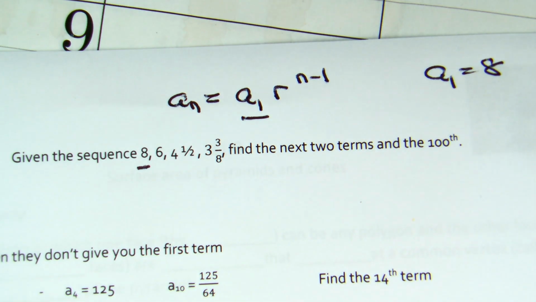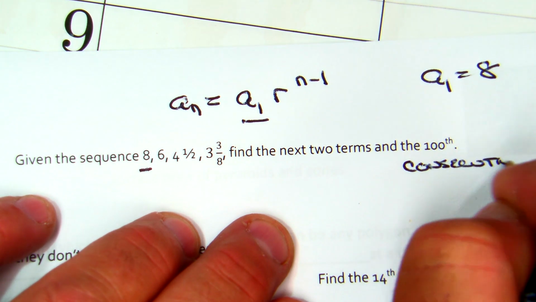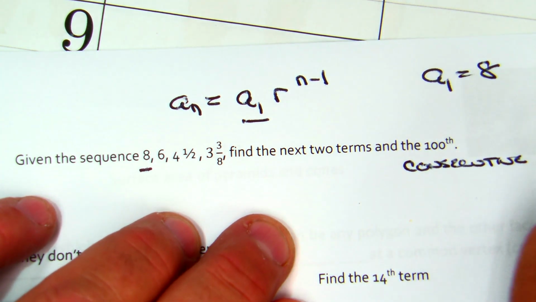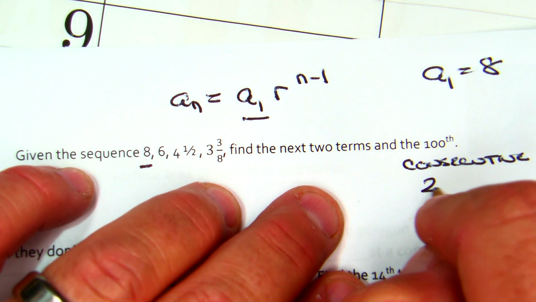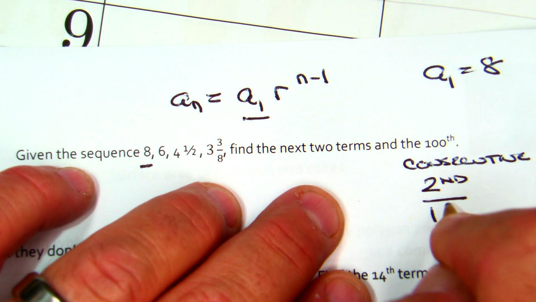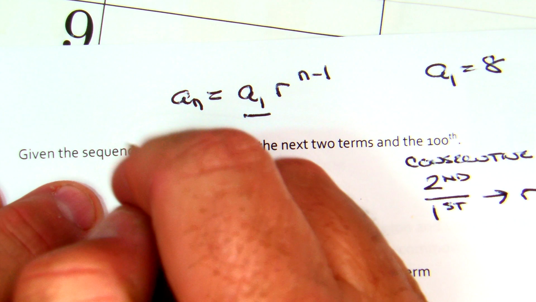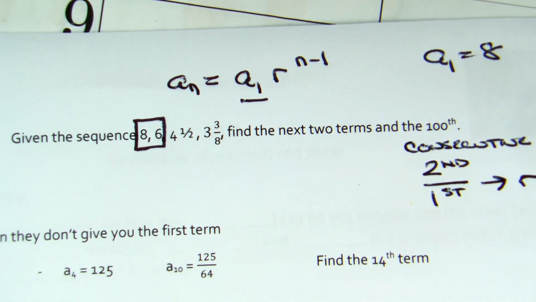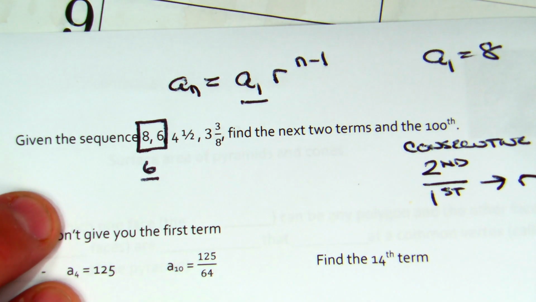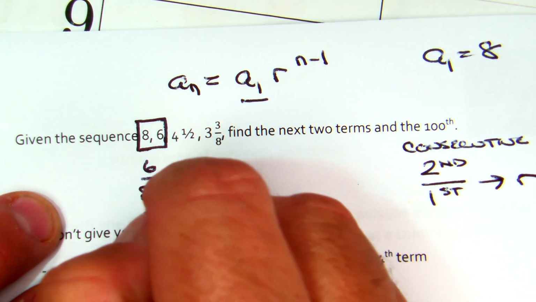Now we need r. This is a case where they're giving you consecutive terms. So you can take any two consecutive terms and you take the second one and put it over the first one. That is your r. Now for this one, I would do 8 and 6 because they're both integer values. If we compare 8 to 6, which one comes second in the sequence? 6. Which one comes first? 8. Your only responsibility is reducing that. 6 over 8 reduces down to what? 3/4.